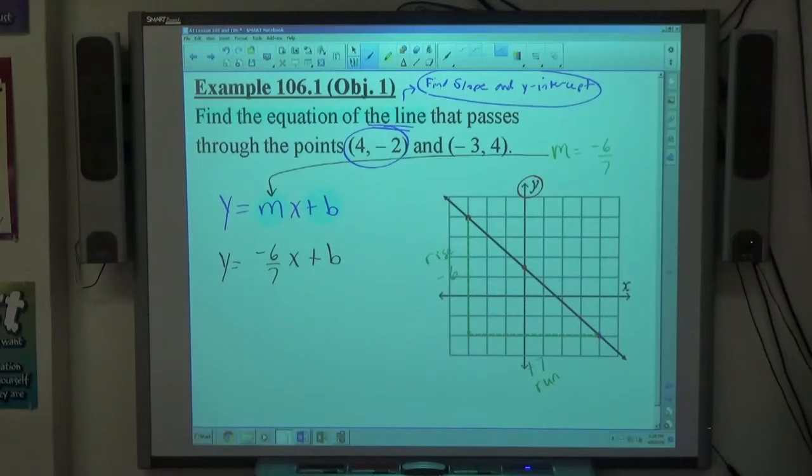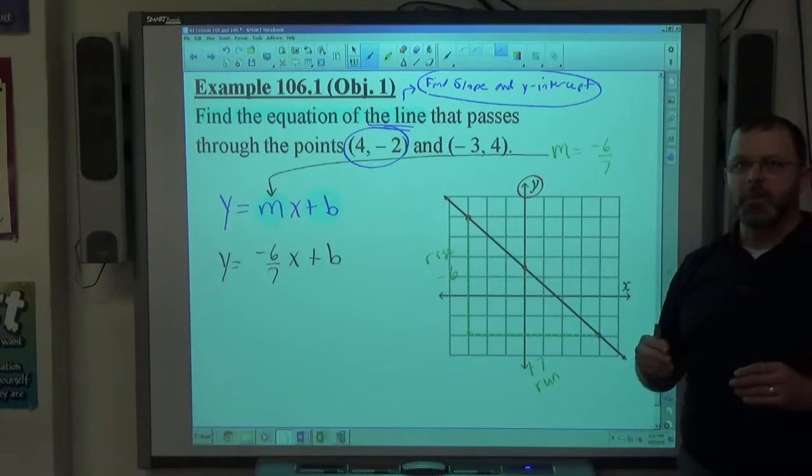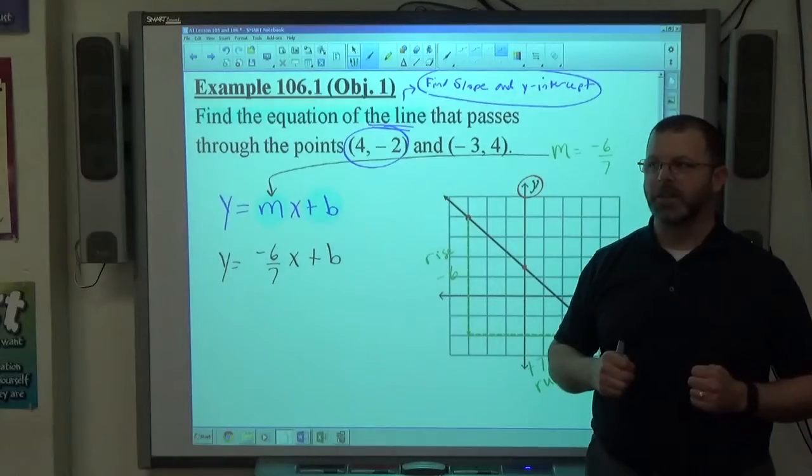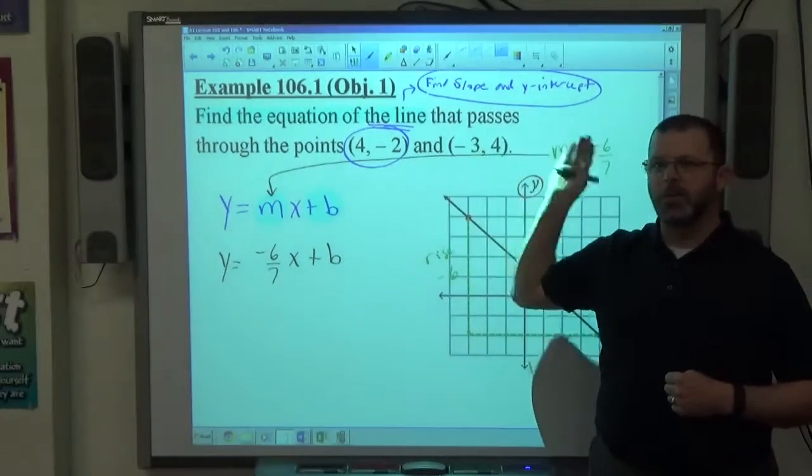Pick one. That's how long it takes to choose. They're both right. There's no wrong answer to the question. Pick a number between 1 and 10. 6. There's no wrong answer as long as you pick between 1 and 10. Right? There's only 2 points to choose. Pick one. Doesn't matter which one you pick.